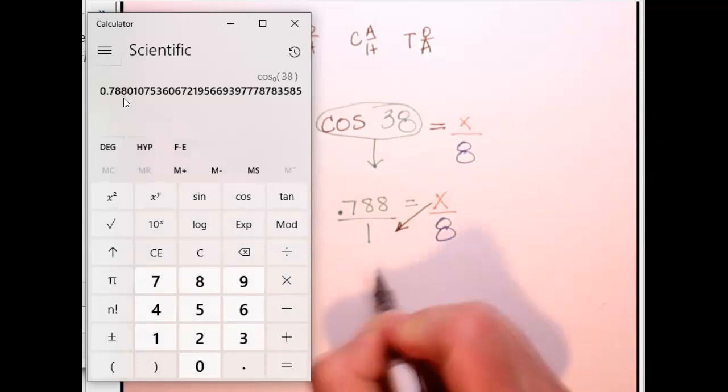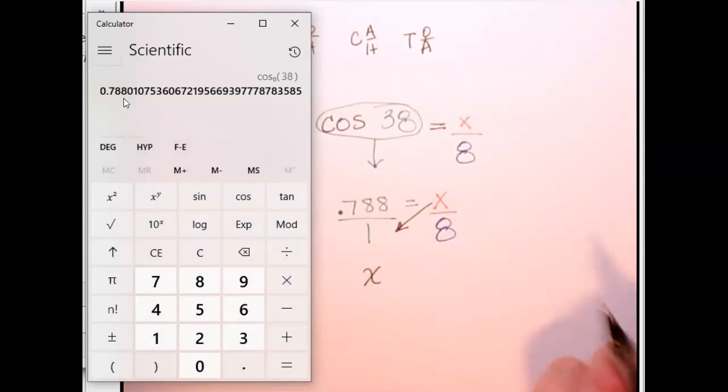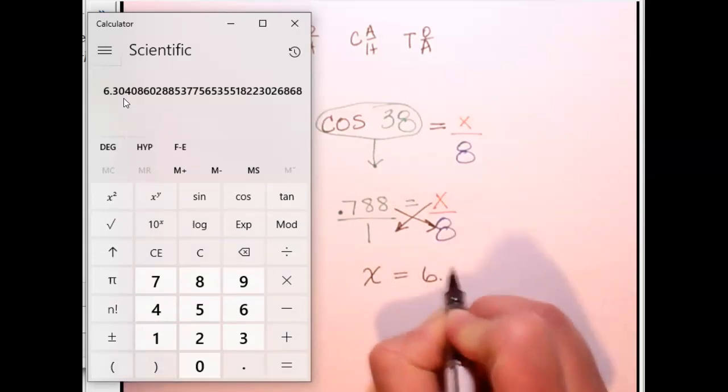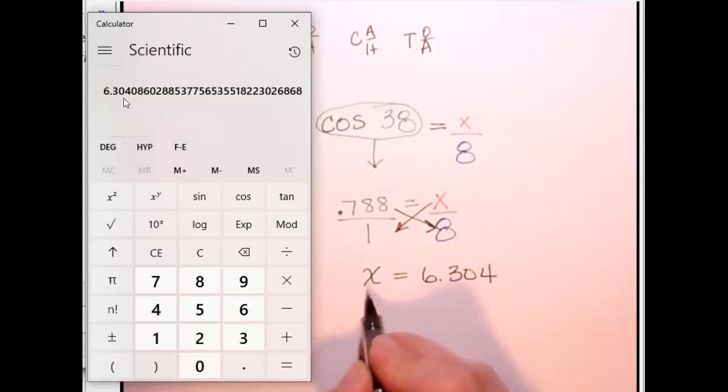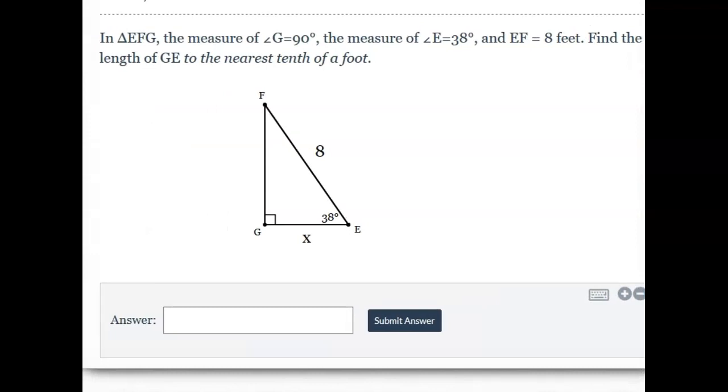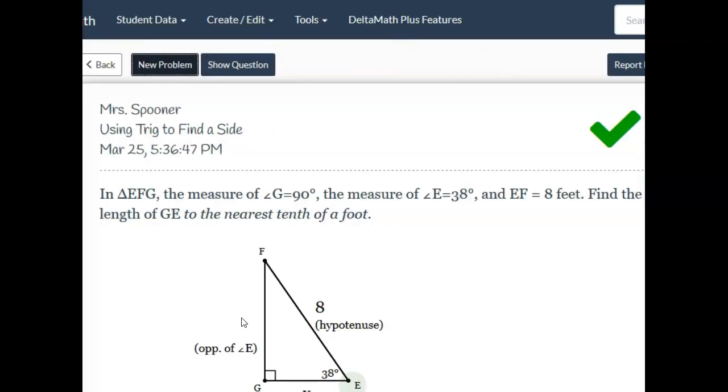So x times 1 is just x. 0.788 times 8. So I'm just going to take this times 8. And that's 6.304. And I don't even have to divide because 1x is the same thing as x. So we just have to figure out what they want us to round to. So again, it looks like we're to the nearest tenth of a foot. So that would be 6.3. And we're good.